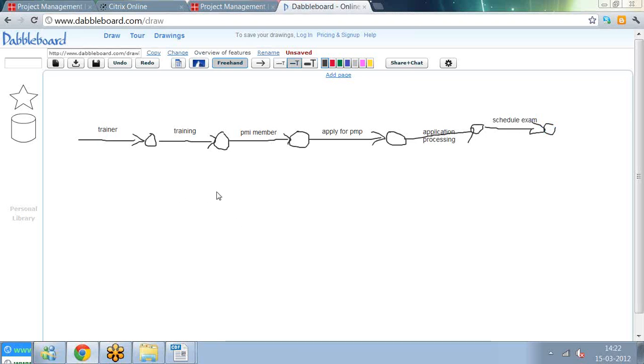Study can start where? Immediately after training you can start, maybe self-study. Right, so self-study can start here. When should the self-study get over? So here I'll have to show it like now. Self-study should get over. I use a dotted line here.